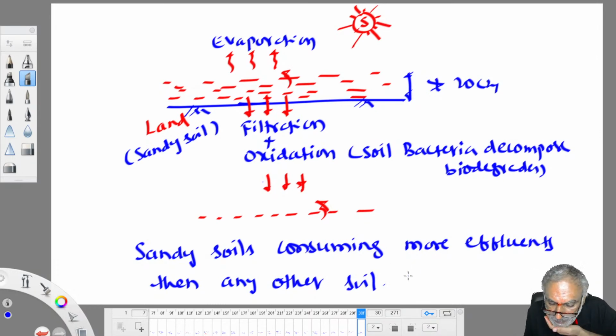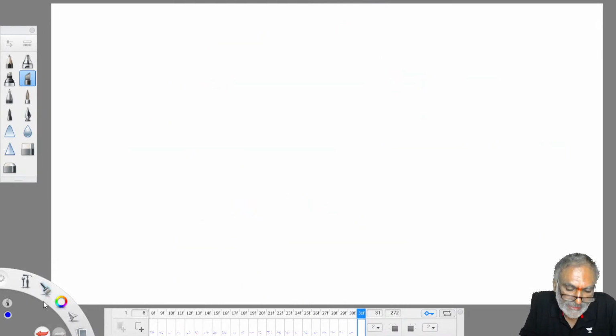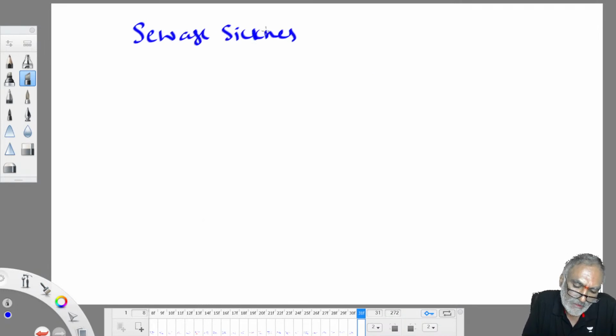Where sandy soils are available, where the water table is very low, and in the absence of a fresh water body, then we go for disposal by dilution. One problem with disposal on land is sewage sickness. Land suffers from sewage sickness. Continuous application of sewage effluents on the same land for prolonged periods leads to sewage sickness. That is one problem we need to address.